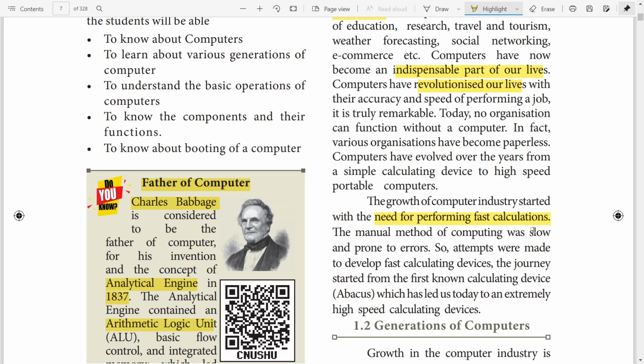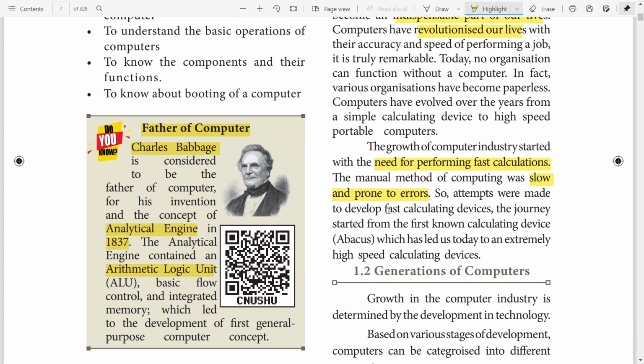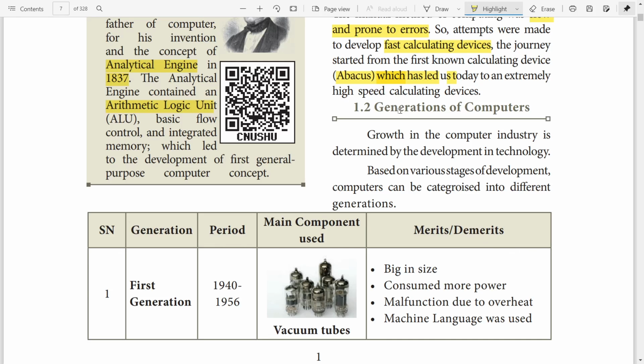A manual method of computing was slow and prone to errors. Manual method can give errors. So, attempts were made to develop fast calculating devices. The journey started from the first known calculating device, abacus, to calculate very fast, which has led us today to extremely high-speed calculating devices.